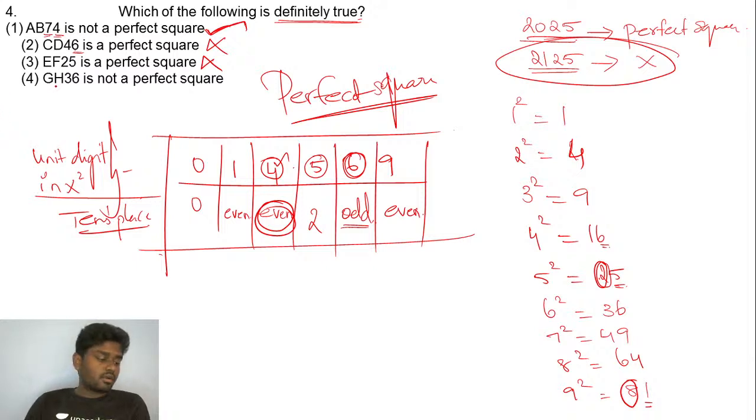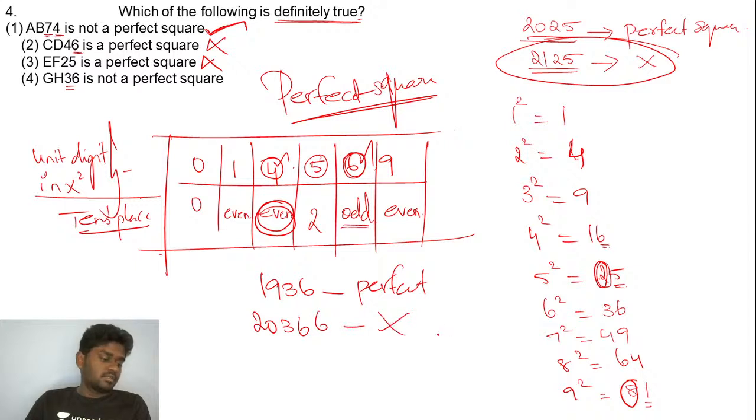And if you go for GH36, again you have 6 here. Again, in the tens place, you have odd. So I can say that this may or may not be a perfect square. And from this, can I say 1936 is actually a perfect square? But if you go for 2036, it is not a perfect square. So it is not definitely true. I cannot say this is not a perfect square, definitely. So all the three options, if you see, I cannot say definitely.